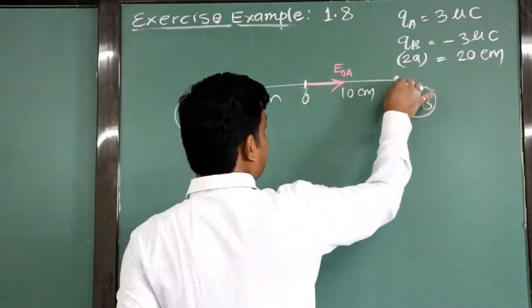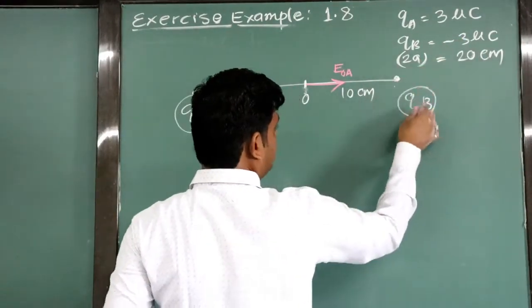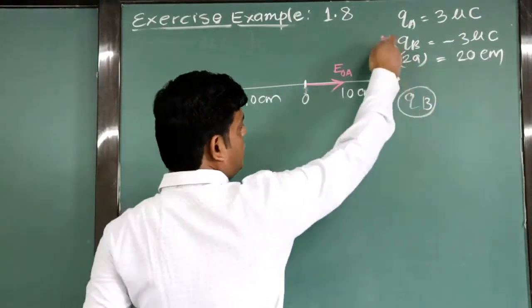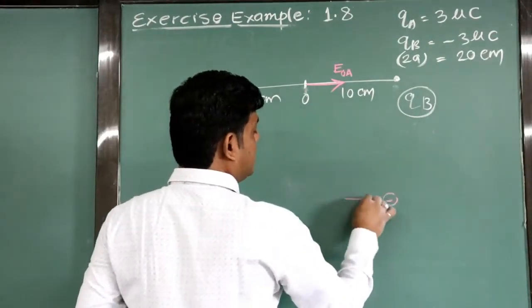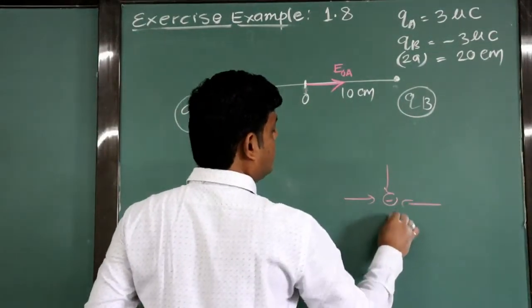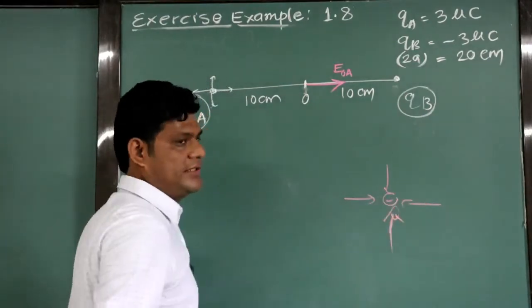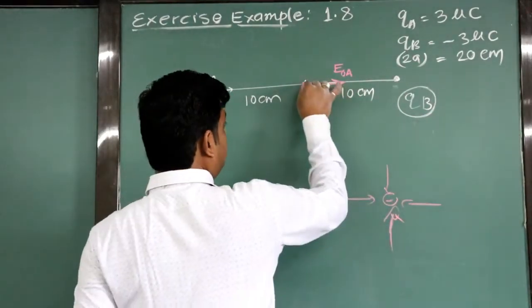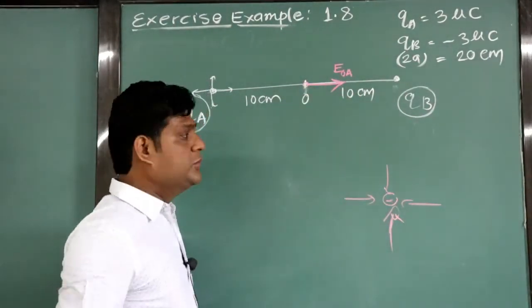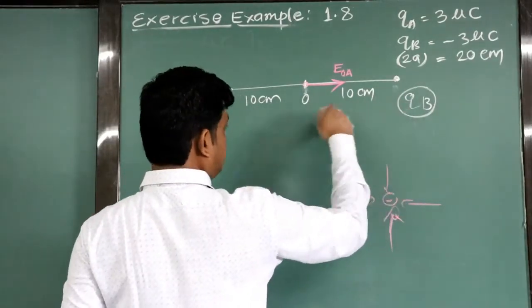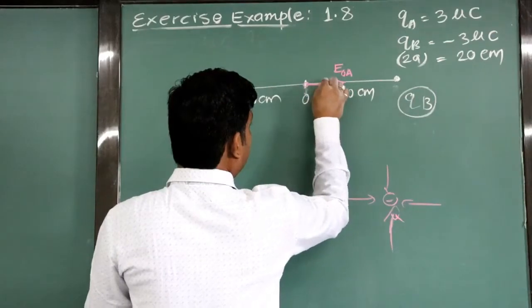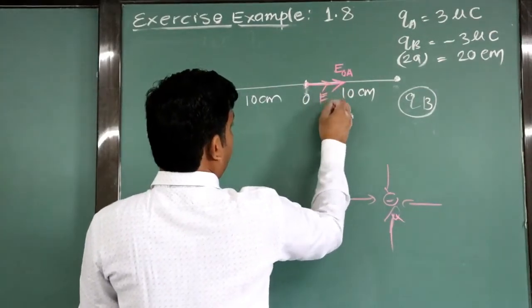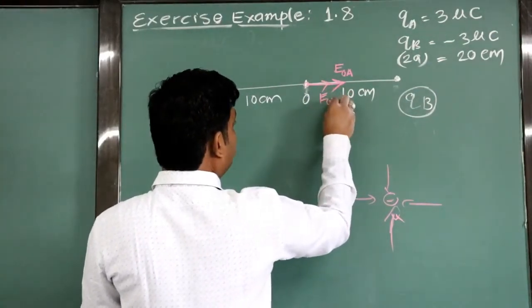Similarly, this is the minus 3 coulomb charge, QB. Minus means the electric field lines are coming towards the minus Q charge. So what is the electric field at point O due to the minus Q charge? That will again be towards this minus Q charge. So it will be like this, the electric field at point O due to B.